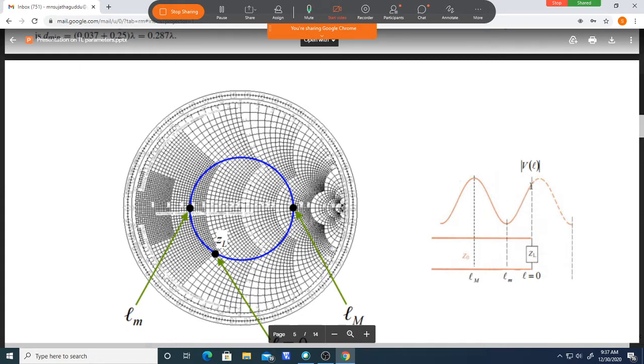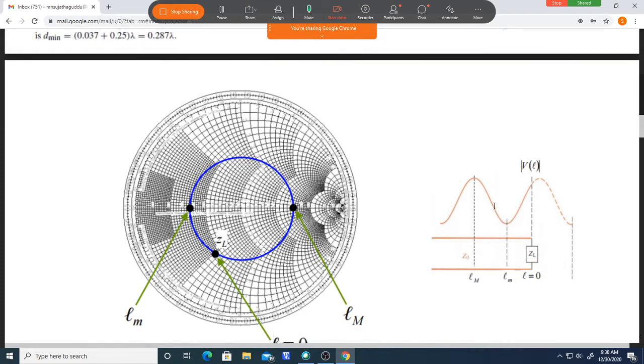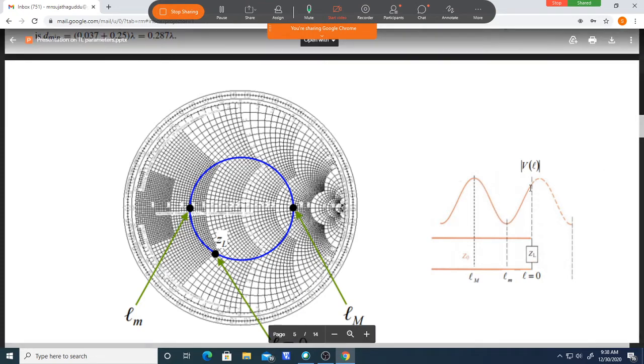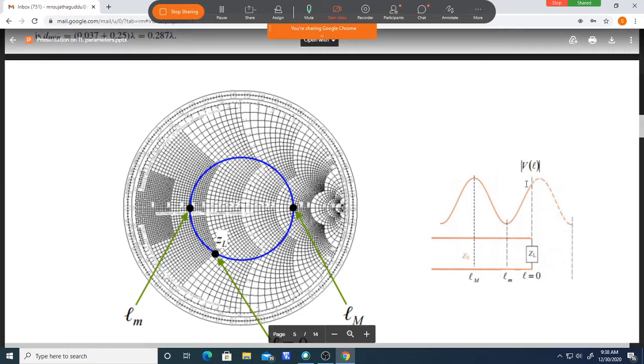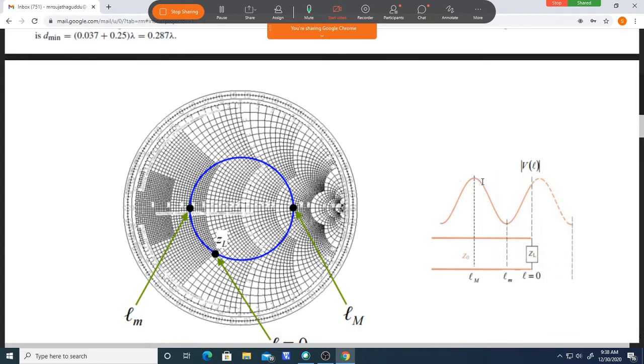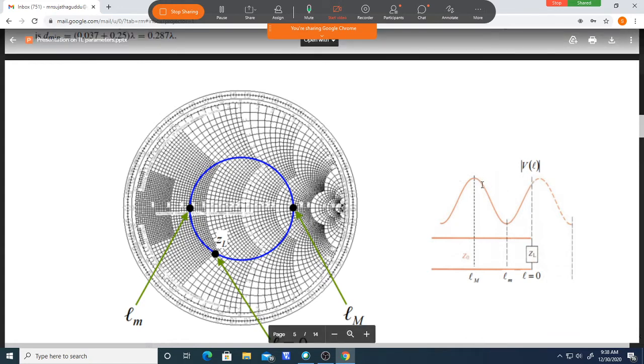At the load point, what is the voltage here? This voltage decreases, reaches a minimum value and again increases, and it will take the same value as at the load position at this point also. So what is the meaning of that? The voltage is repeating again here on the transmission line. Whatever the voltage at the load position, the same value repeats at this position.